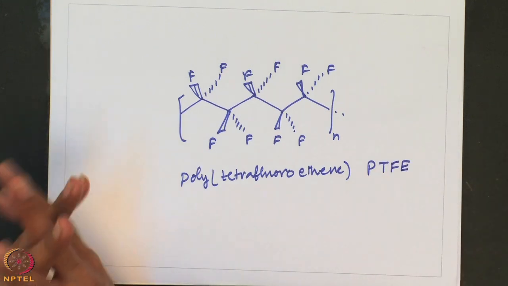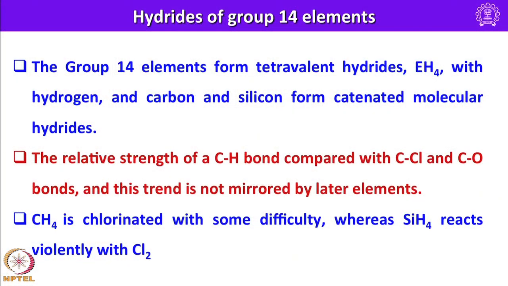For silicon, a large number of higher halides are known containing chains of silicon atoms analogous to the polysilanes. Germanium, tin and lead form few analogues of the silicon compounds because of the lower stability of E-E bonds going down the group and the increased stability of the divalent halides. Let us look into the hydrides of group 14 elements. The group 14 elements form tetravalent hydrides, CH4 with hydrogen and carbon, and silicon forms catenated molecular hydrides. Okay. So, that means we can see catenated hydrides as well.